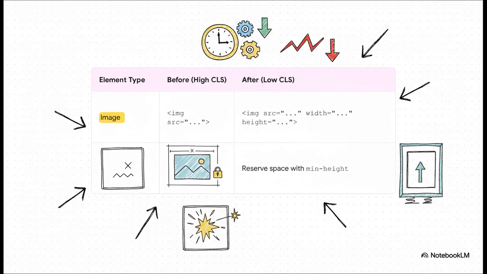This slide illustrates the two most common cases perfectly. For things like images and iframes, always provide explicit width and height attributes. That lets the browser block out the correct dimensions before it even downloads the content. For dynamic stuff, use CSS to create a placeholder. A simple min height can hold that space open. No more surprise movements. It's that simple.